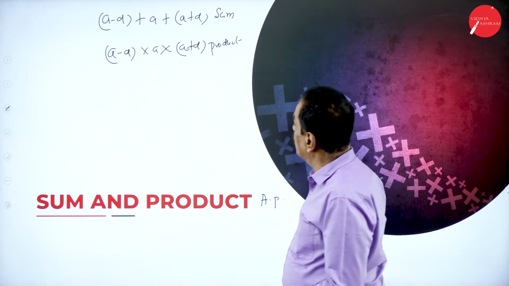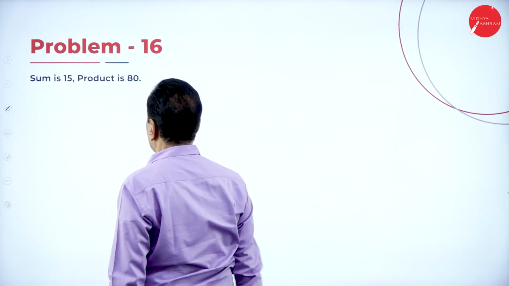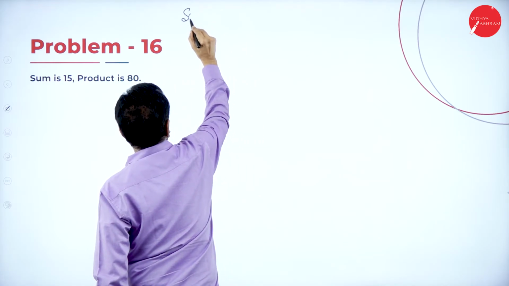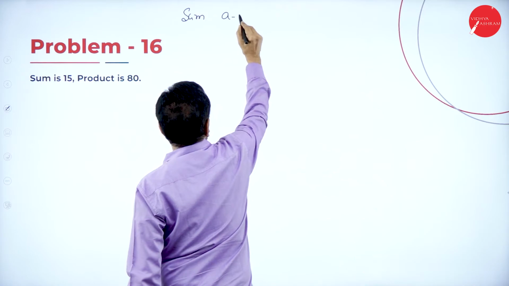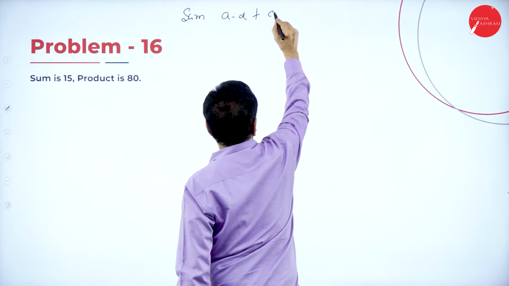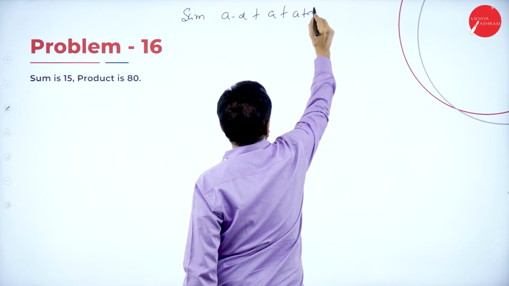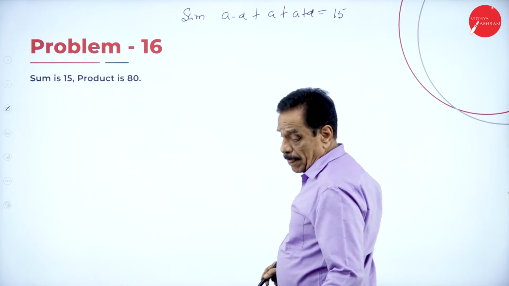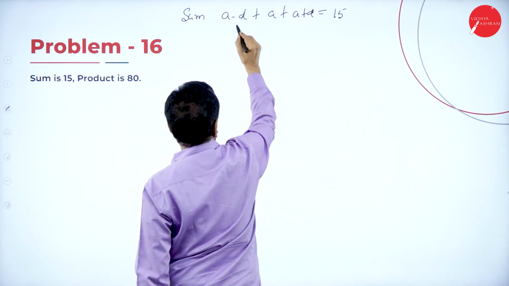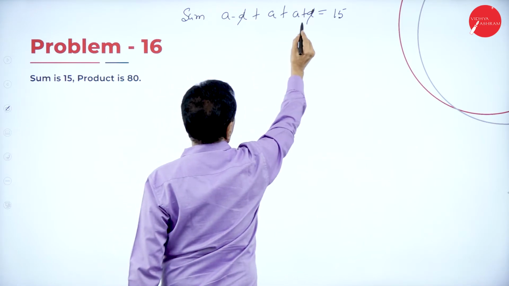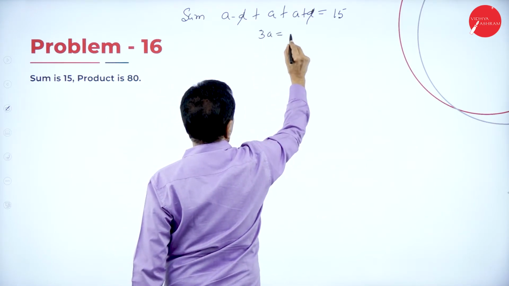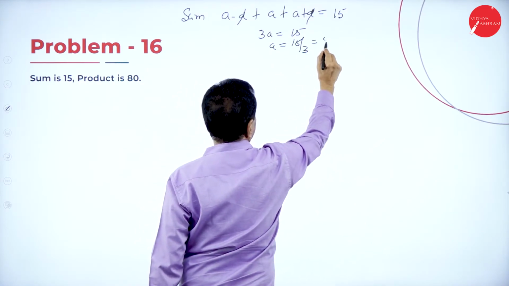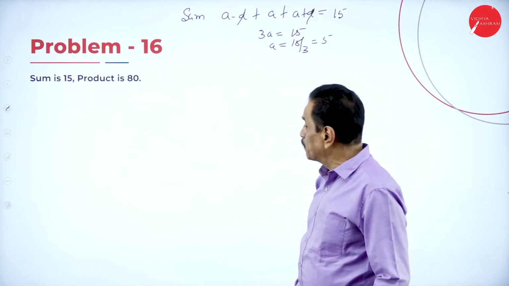Okay, we'll move on to the problem now. Sum is 15, product is 80. Sum: a minus d plus a plus a plus d is equal to 15. Here cancel the d. 1a, 2a, 3a. 3a is equal to 15. a is equal to 15 by 3, that's equal to 5. This goes to the sum. Product.